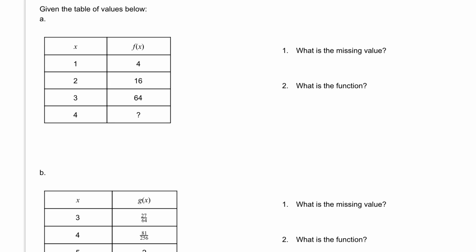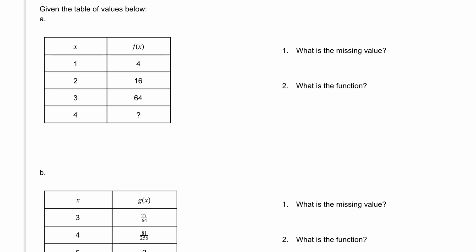In example 3, we're going to determine exponential models given a table of values. So in letter A, we have our x values in order. They're consecutive, 1, 2, 3, and 4, and then the corresponding y values, or f of x values. What we need to determine is what the function is and what the missing value is. It's easier to start by finding the function, and then we can plug in to find that missing value.